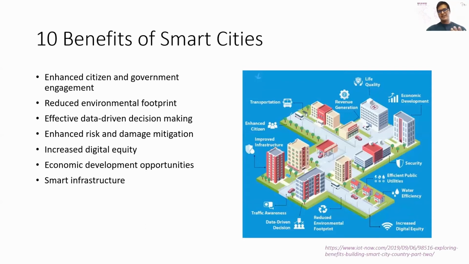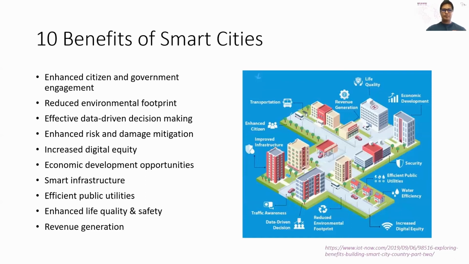Smart infrastructure, I mean, that is a given, but I thought I'll just put it in there because imagine you could monitor traffic, you could identify bottlenecks, you could control railways that much better, water utilities, you could find maybe renewable energy. I mean, there is so much I can give you, but smart infrastructure is definitely a key component. Efficient public utilities, which I've already touched on, enhanced life quality and safety. I mean, if everything is optimized and digitized, safety and quality of life will definitely go up. And then, of course, revenue generation becomes much more streamlined.